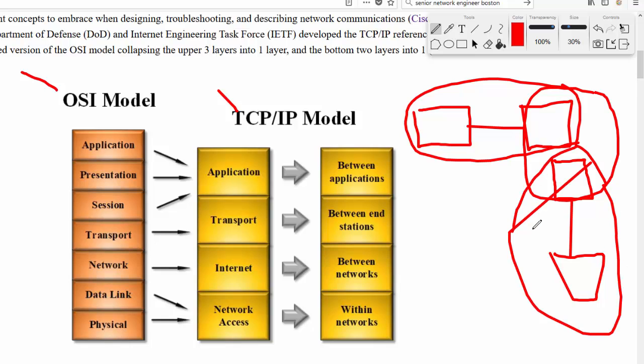Okay, so coming over to the models, here we have a network interface card. That's layer 2. Here we have the media. That's layer 1. Over here we have the router. Your router is layer 3. So your Cisco IOS, as I said, is going to reference this model.